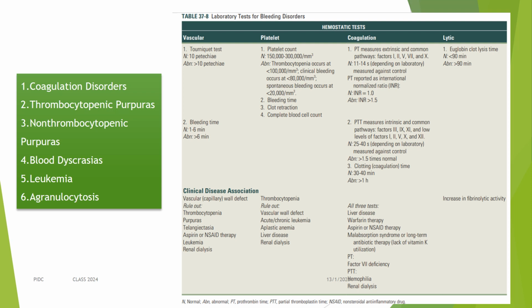So whenever you have any vascular wall defect, try to rule out thrombocytopenia, purpuras, telangiectasia, aspirin or NSAID therapy, leukemia or renal dialysis. In thrombocytopenia, where the platelet count is less, try to rule out any vascular wall defect, leukemias, liver disease, and renal dialysis patients.